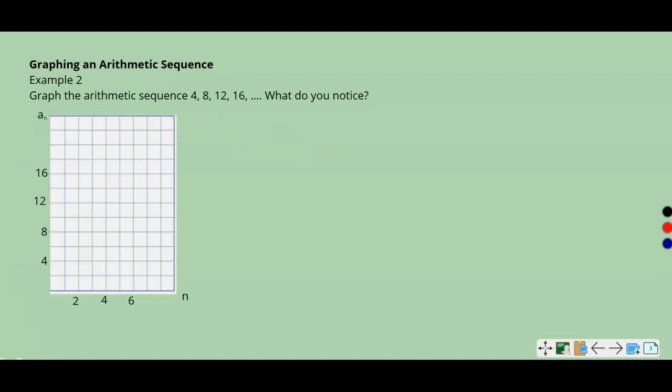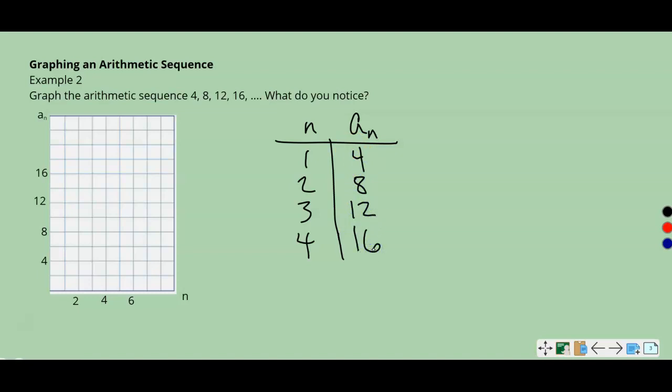Example 2, graphing an arithmetic sequence. Graph the arithmetic sequence 4, 8, 12, 16, etc. What do you notice? All right, so we know this is our first term, our second term, third term, fourth term. So let's make a table of values. So we've got 1, 2, 3, 4 terms. So N is going to be which term we're looking at. And then A sub N is the actual number. So we're going to have 4, 8, 12, and 16.